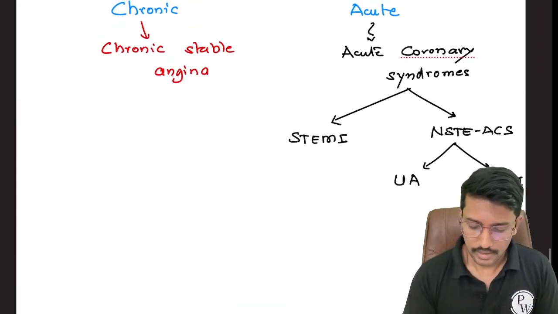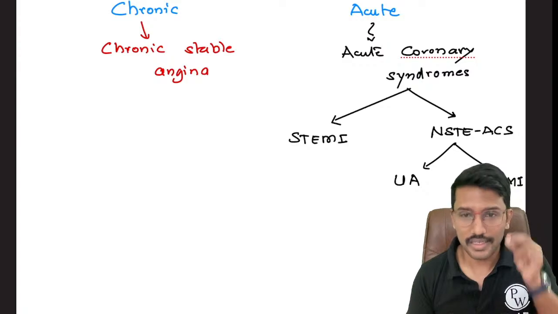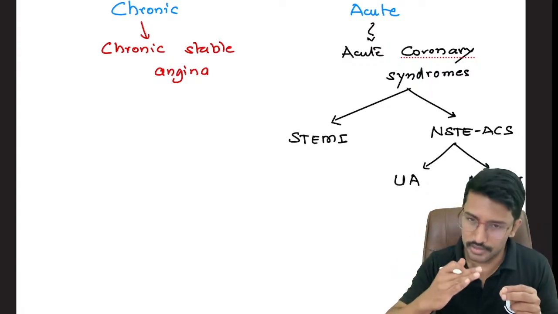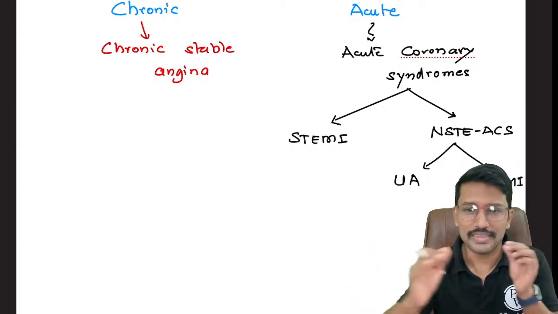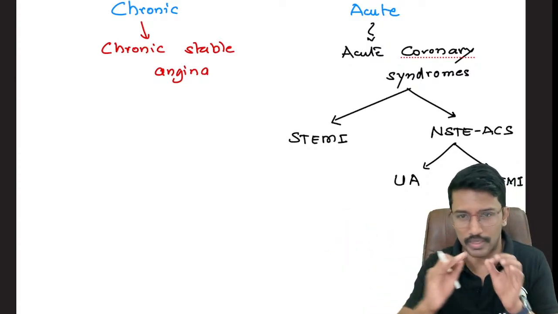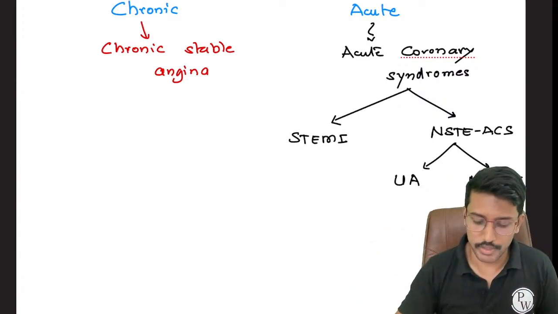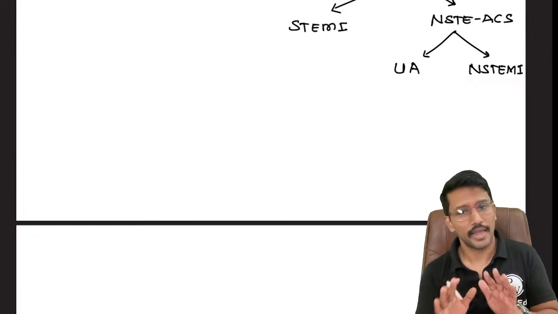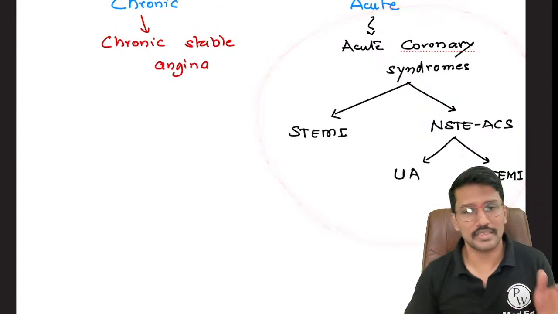Then in unstable angina, there is demand and supply mismatch at rest itself, but still the myocardium is viable. It is not dead. It is on the way to death. So this is where I can intervene and save it from dying. But if I do not intervene, then some part of the myocardium will die. If only the subendocardial myocardium dies, then I will call it non-ST elevation MI.